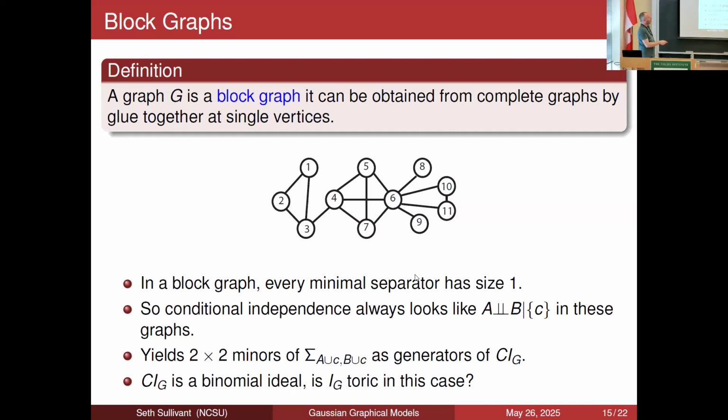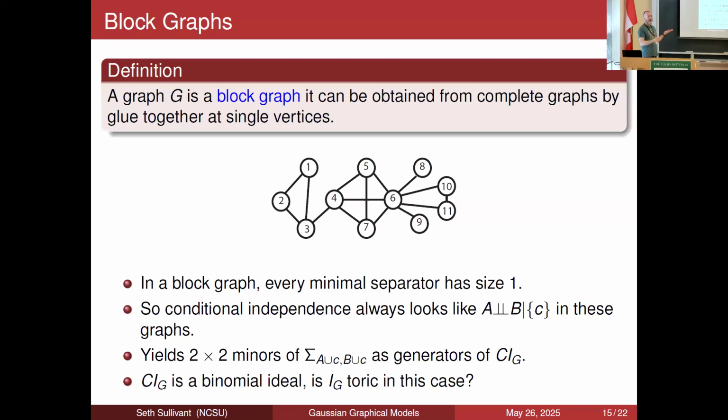Okay, so if I take the vertex 6, then all of these on this side, 1, 2, 3, 4, 5, 7, are separated from 8, 9, 10, and 11. So every separating set from a conditional dependence is going to look like A independent of B given a singleton. And so in terms of these rank conditions, that case is going to correspond to just looking at 2 by 2 minors only.